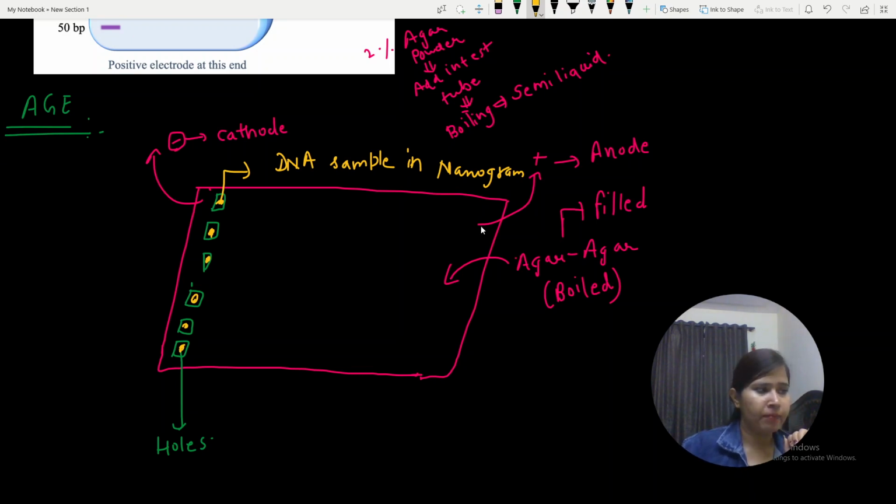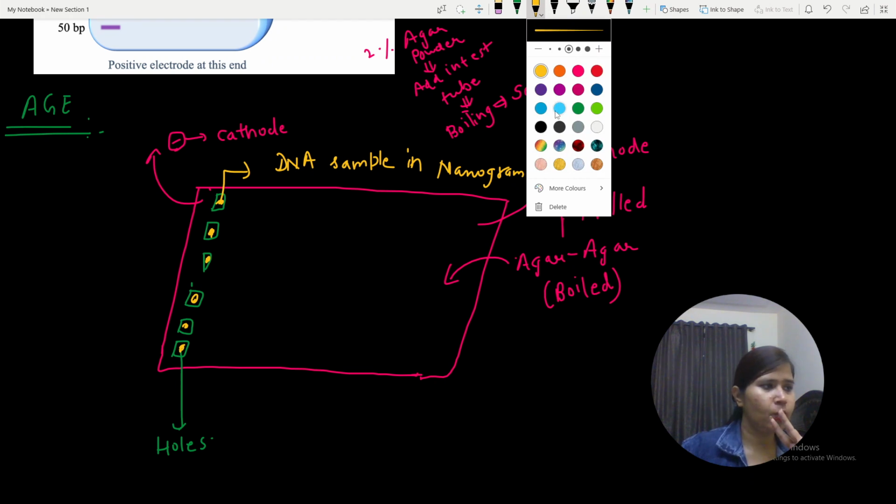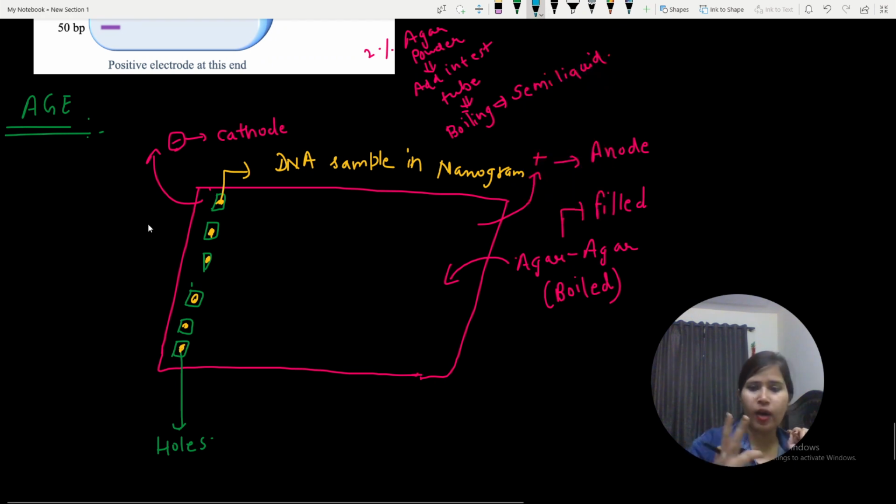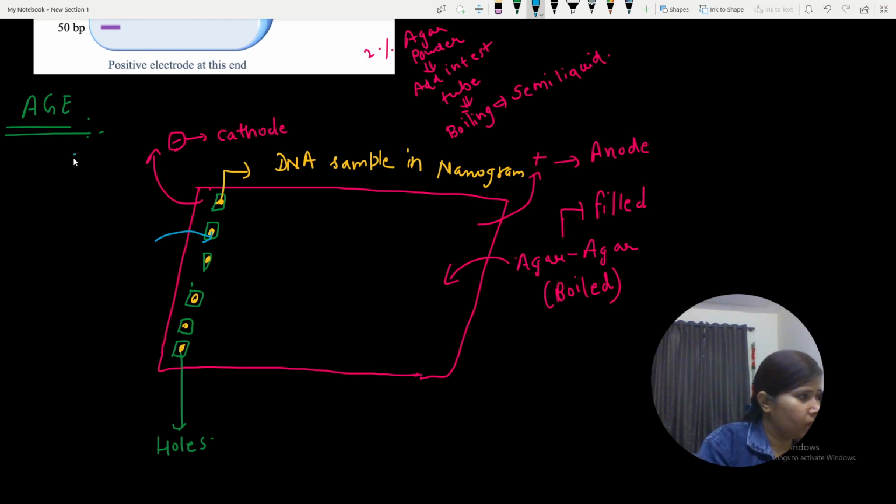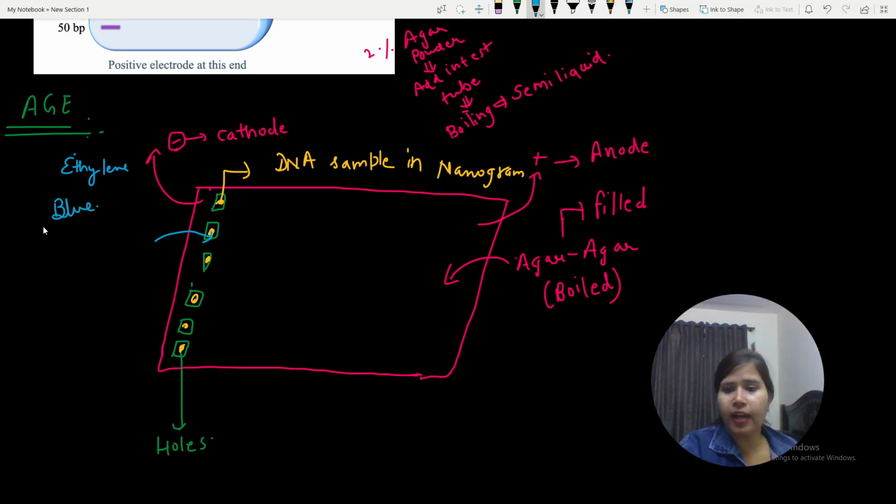So as you are adding sample in nanogram, you are adding some kind of dye also here, and you can use basically two kinds of dye. One can be ethylene blue, and the second kind of dye can be ethidium bromide. This is very important. Ethidium bromide.